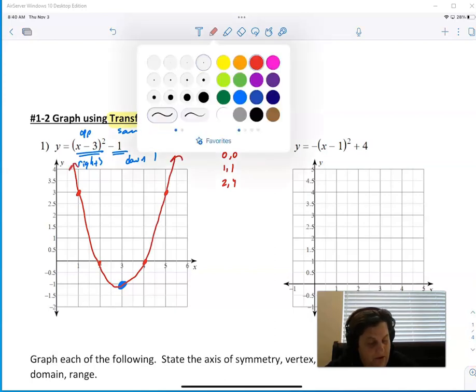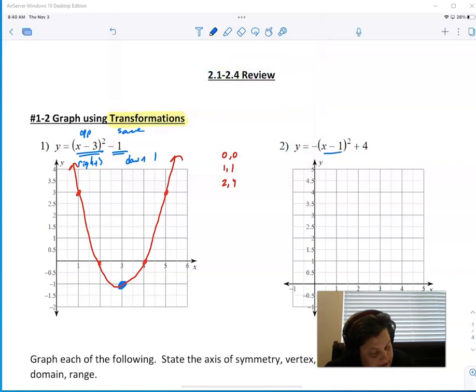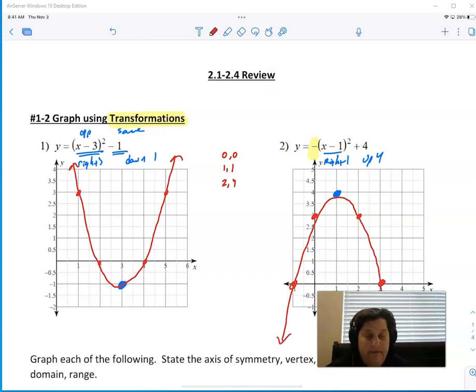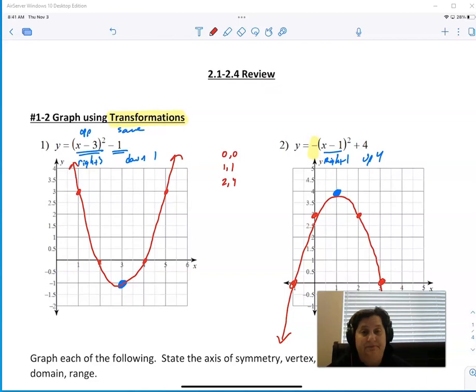Okay, so same idea over here. This one moves right 1, up 4, and then again it's 0, 0, 1, 1, 2, 4. Now the only thing you got to remember is if it's a minus, we go this way. So 1, 1, 2, 4, and then we can go ahead and draw that. Try to draw it as carefully as you can. That's how we're going to do transformations.